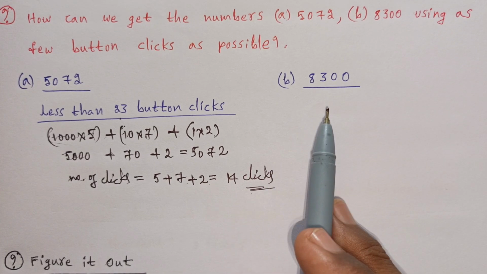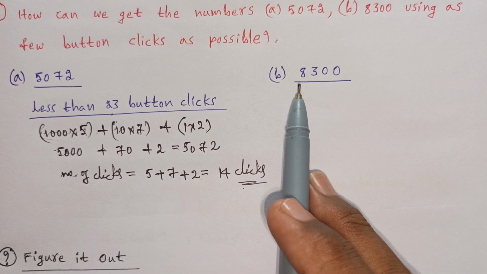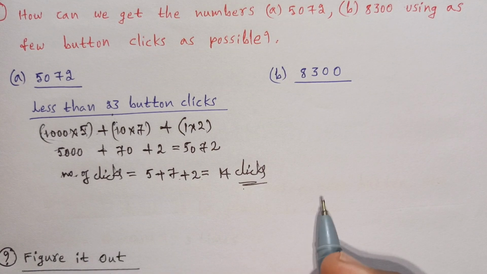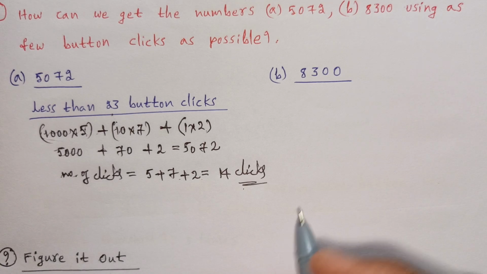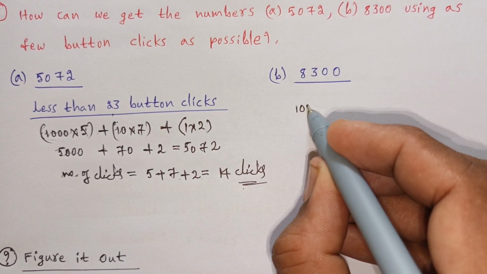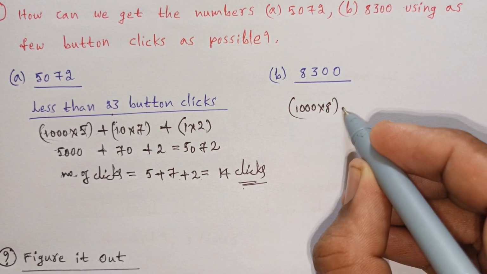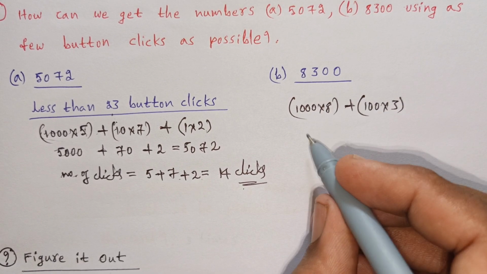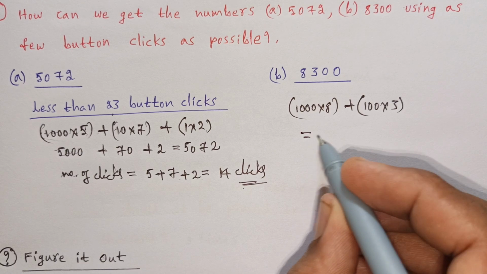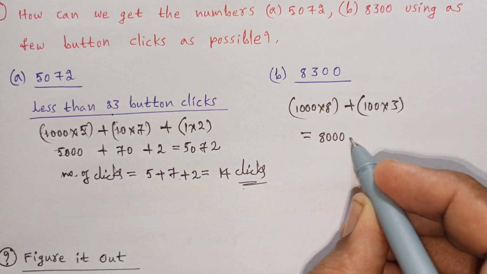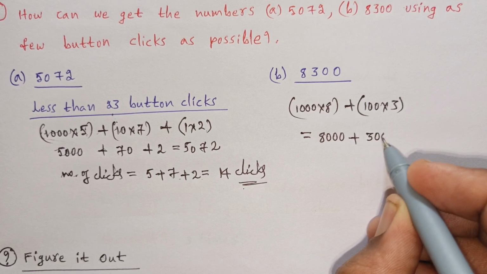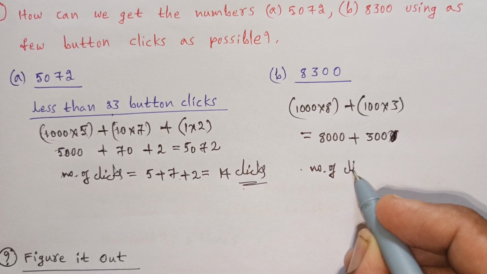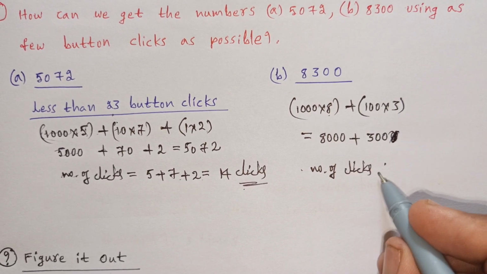In the same way 8300, in the genuine way, if you take 8 into 1000 plus 3 into 100, we may get more number of clicks. So here 1000 into 8 plus 100 into 3, this is the short way. You may get different combinations, and at that time you may get more clicks, but here with fewer clicks only we may get the solution. So here the number of clicks is 8 plus 3.